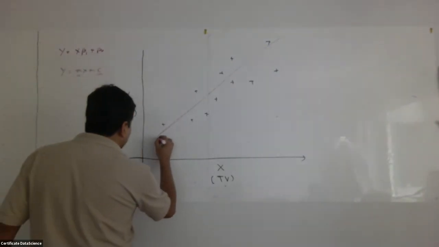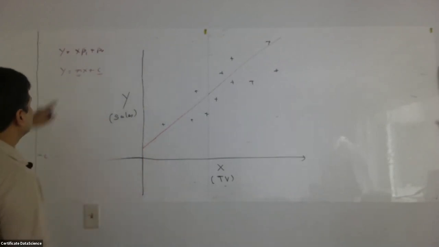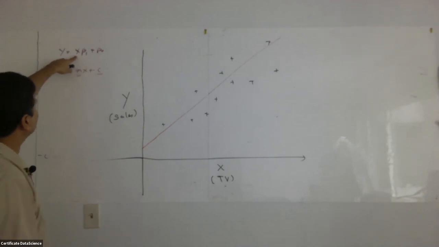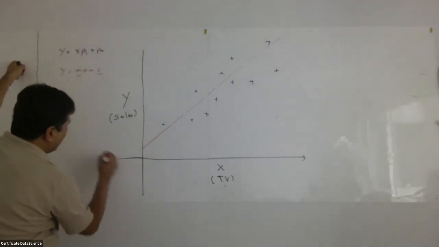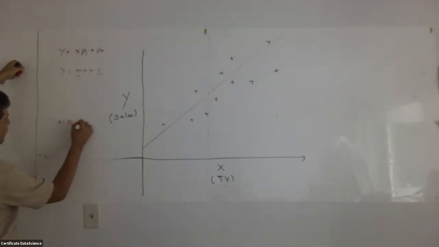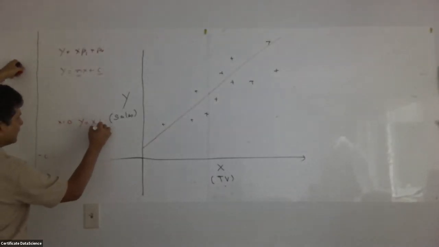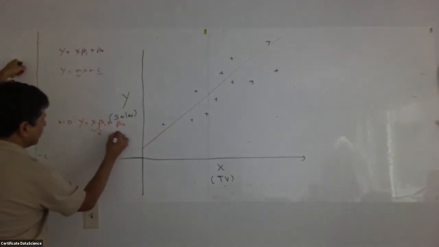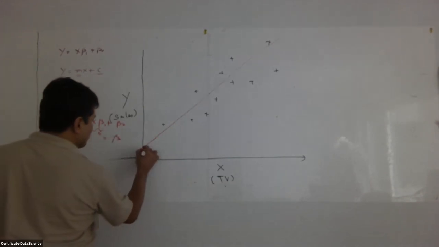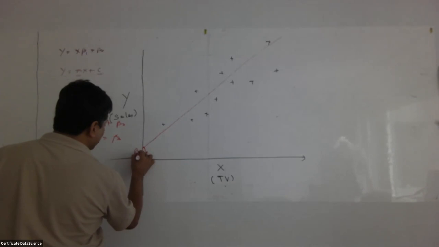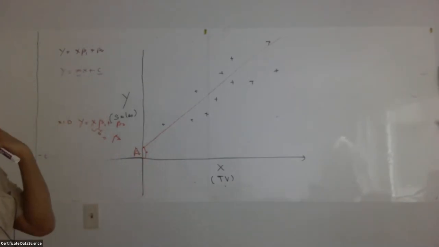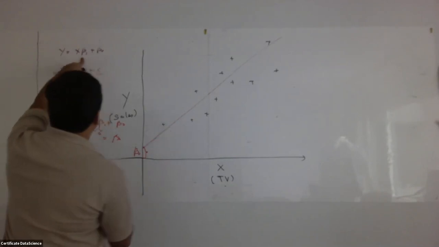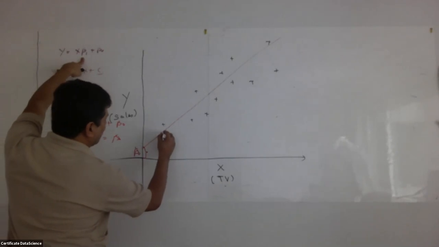Now let's look at this. Suppose I found this formula. Suppose somebody magically gave it to me. When x is 0, what's the value? Let's look at it. When x is 0, y is x beta 1 plus beta 0. This is 0. I'm left with beta 0. So this must be the beta 0 value. And what is this? It's a slope, right? We know from geometry that beta 1 is essentially the slope.